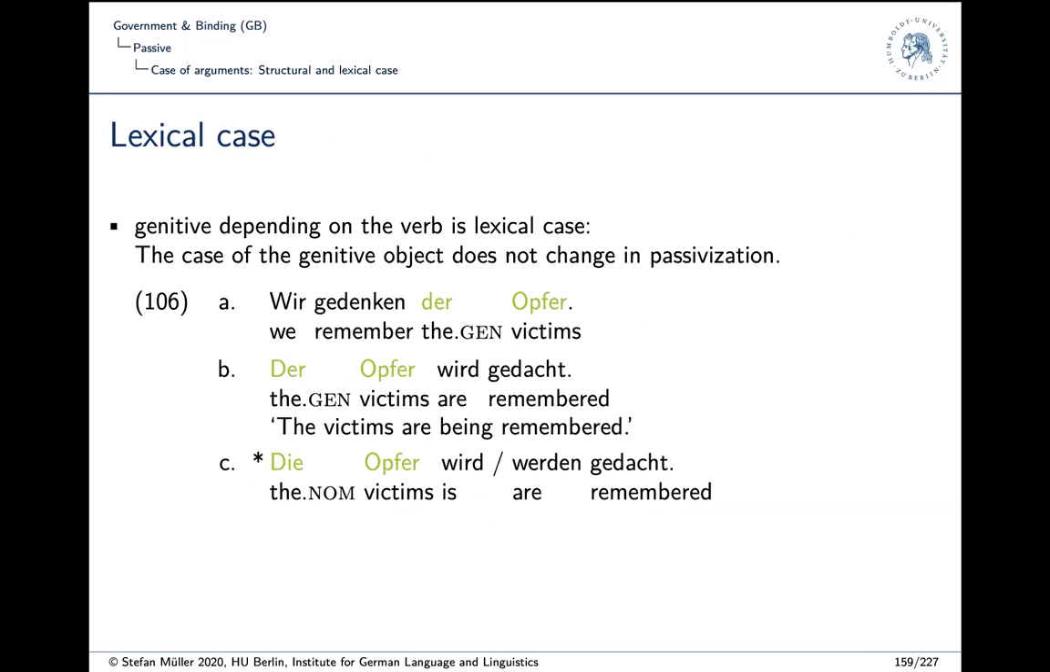And the interesting thing is, if we passivize the sentence, then the NP stays in the genitive. It's not realized as nominative or anything else, right? And we cannot have nominative as in C, "Die Opfer wird gedacht," or "Die Opfer werden gedacht." The latter version is possible, but then the verb has a different meaning. So this NP has to have genitive in all thinkable situations, so it never changes, and that's an indication for lexical case.